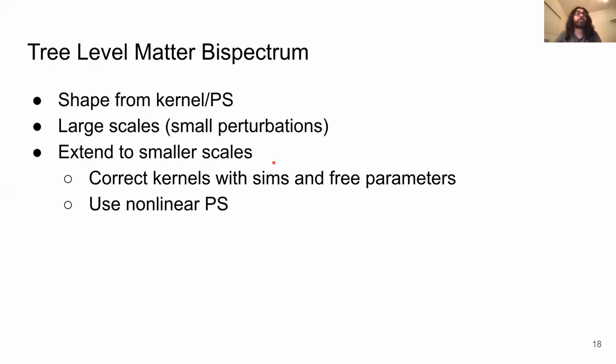For one, we can correct our kernels or make better kernels essentially by adding in some free parameters and then varying those free parameters and comparing them to sims to get kernels that fit the data at smaller scales a bit better. Another way of doing it is by using the nonlinear power spectrum instead of the linear power spectrum in these calculations. And often both are actually used.